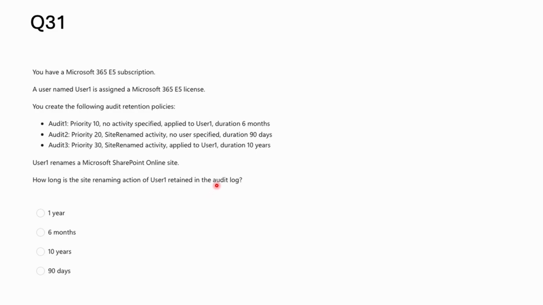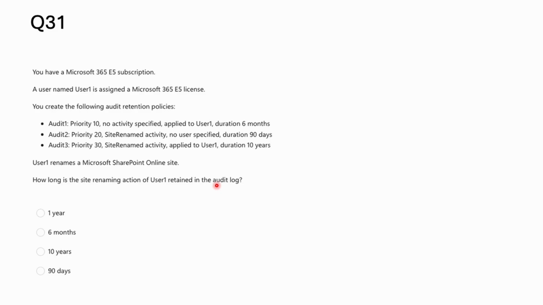So a Microsoft 365 E5 license provides a default retention of 1 year, which is 365 days. If there is a custom audit retention policy, then it overrides the default one. A policy with the higher priority, which has the larger number, takes precedence over a policy with a lower priority, which has the smaller number, for the same audit activities.